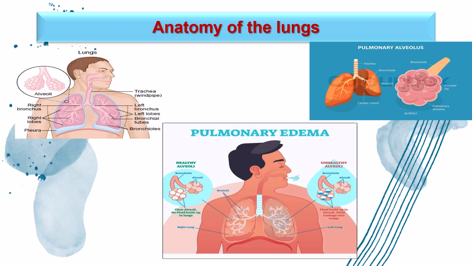Next, as you can see in the picture, this is your bronchiole. It branches into alveoli, and we have the alveolar sacs. We have the healthy alveoli, which are filled with air, and we have the unhealthy alveoli, which, due to whatever conditions, whatever background or disease conditions, have been filled with fluid.